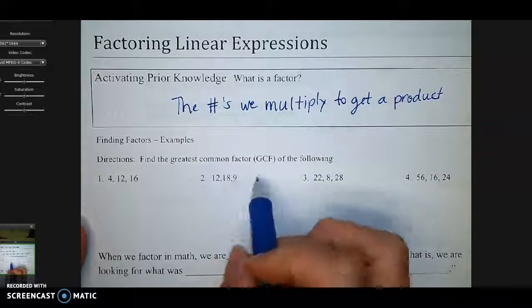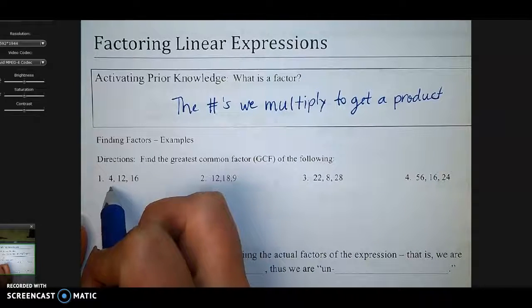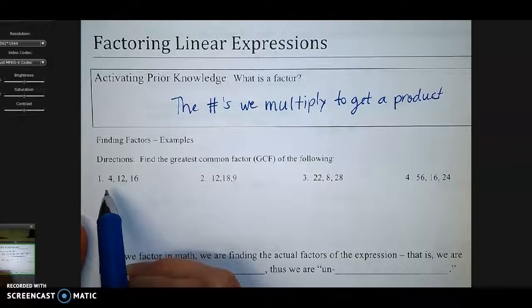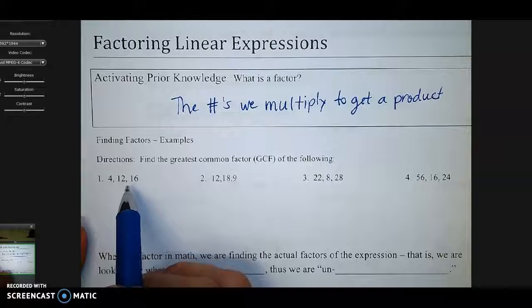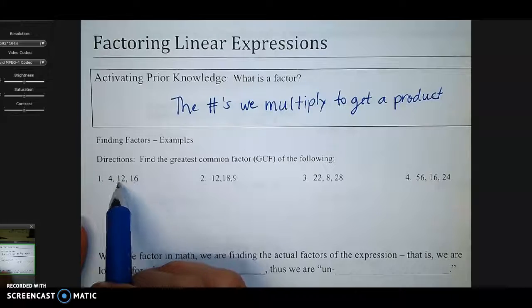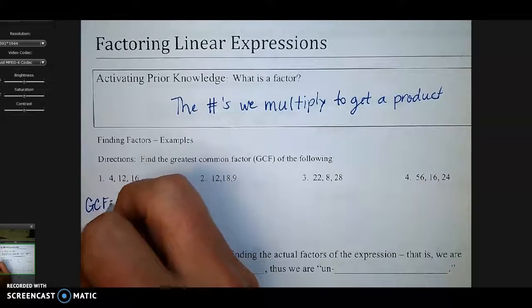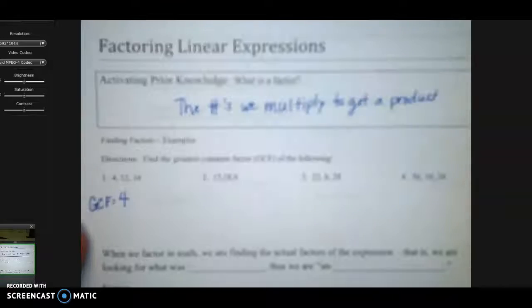So finding the greatest common factor of the following, well, I can look at these. One thing that I always do if there's two numbers or a list of numbers, I always take the smallest one and see if that will work. So 12 does divide by 4 and 16 does divide by 4. So 4 is my greatest common factor there.